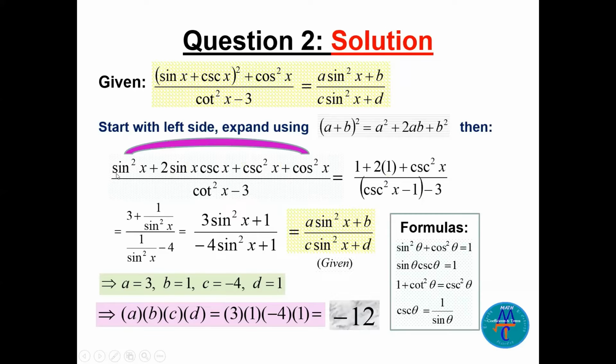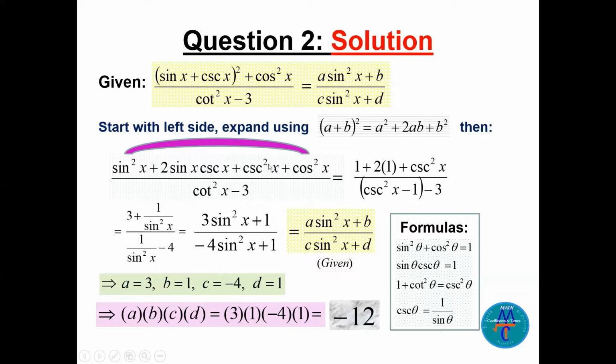So we can expand here sine squared of x plus 2 sine of x cosecant of x plus cosecant squared plus cosine squared. Then I can see that cosine squared of x plus sine squared of x is equal to 1. And I know also sine of x times cosecant of x, that's the product of two reciprocals. It will be 1. See here in this rectangle, I put all the formulas that you need in this question. So there's a 1 here, and that 2 times the 1 plus cosecant squared.